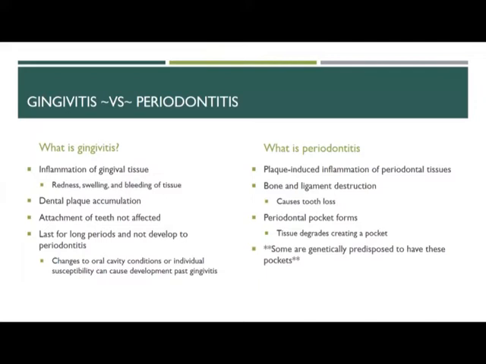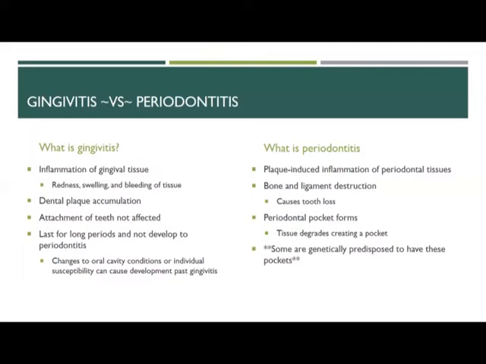Periodontitis is a plaque-induced inflammation of the periodontal tissue, so also the gum tissue, just a little bit deeper. The bone and ligament of the area can be destroyed, and that can cause tooth loss. The alveolar bone and the periodontal ligament can be damaged or degraded by these bacteria, and that can cause a tooth to just fall right out of your mouth.